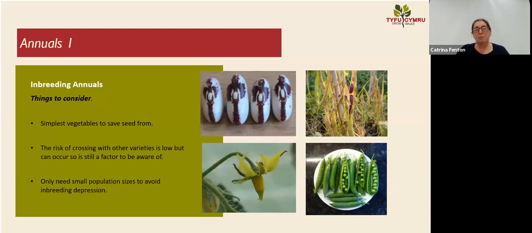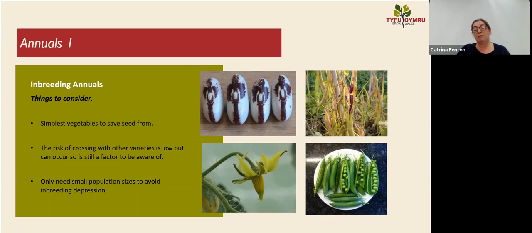We use the term annual, biennial, perennial. Just a reminder really that in terms of seed production, we use the term annual very loosely. Things like runner beans and peppers, technically they are perennials, but certainly in the UK climate and in terms of the way we plan our seed production, we deal with them as annuals. And if you're right at the start of this journey of seed saving, this group of inbreeding annuals are the easiest crops to begin with.